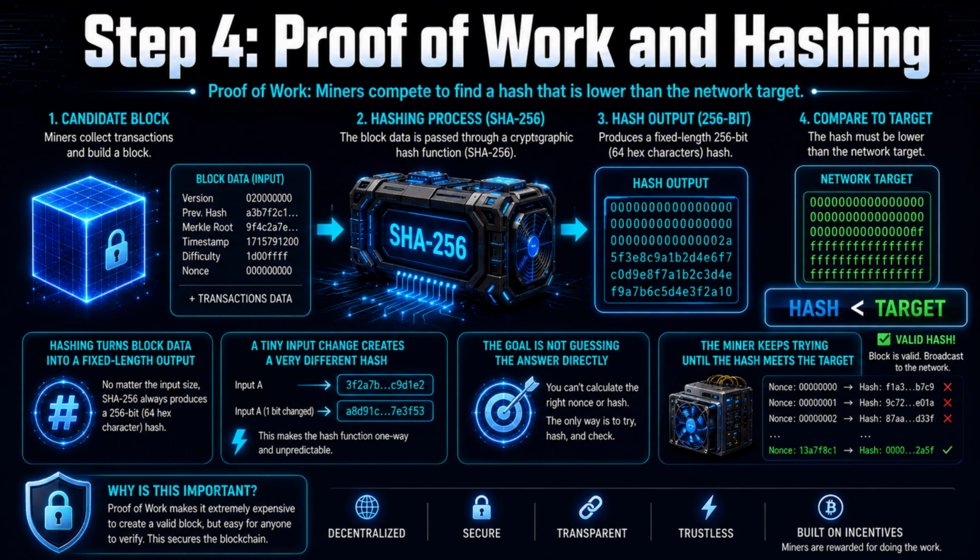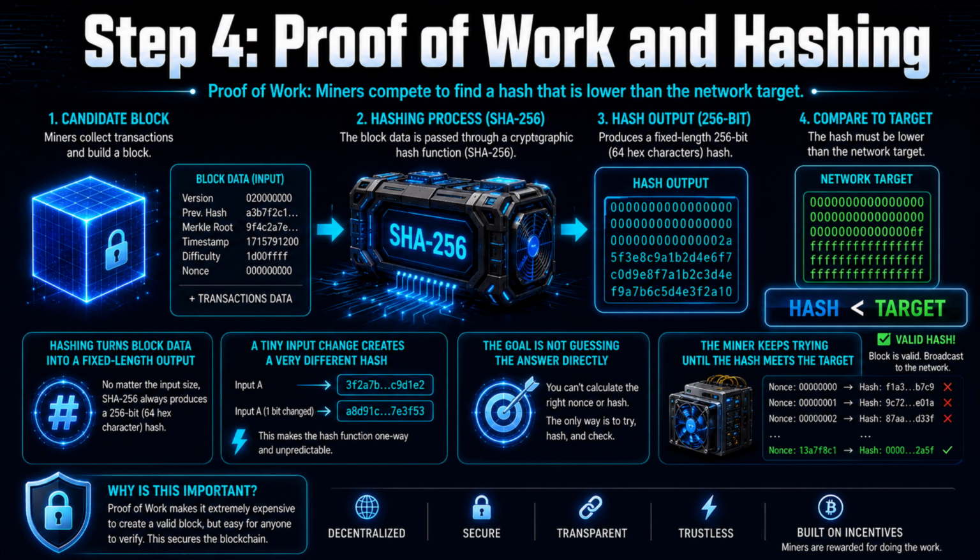The miner cannot calculate the correct nonce directly. There is no shortcut that reveals which nonce will produce a valid hash. Instead, the miner must repeatedly try different inputs, calculate the resulting hash, and compare it with the network target. A valid block hash must be numerically lower than or equal to that target. Most generated hashes are too high and are rejected. The miner simply changes the nonce and tries again.